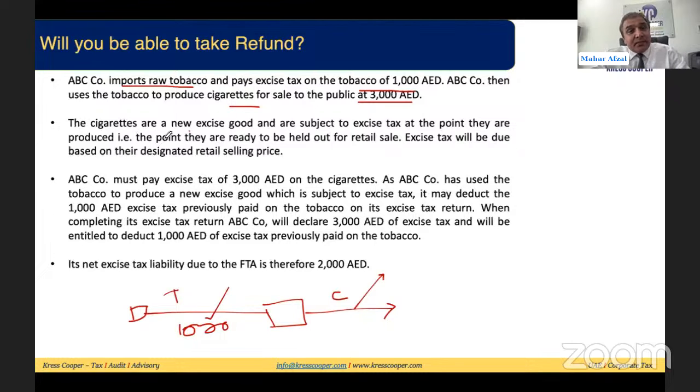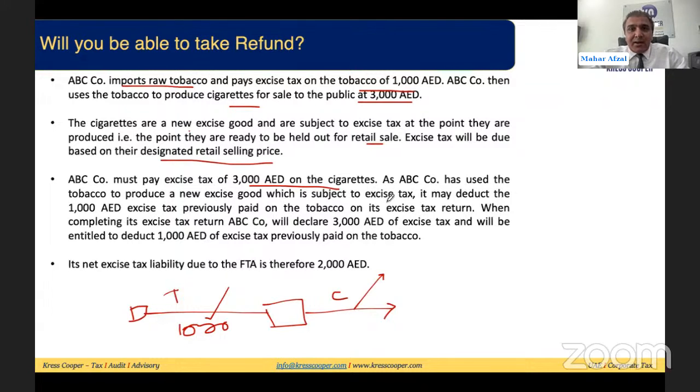So cigarettes, or new excise goods, are subject to excise tax at the point they are produced or manufactured, the point they are ready to be held out for retail sale. Excise tax will be due based on their designated retail selling price. Yes, ABC must pay excise duty of 3000 on the cigarettes. Cigarettes are subject to excise duty, and this is on the manufacturer. They are liable to excise duty. ABC has used the tobacco to produce a new excisable good, which is subject to excise duty.